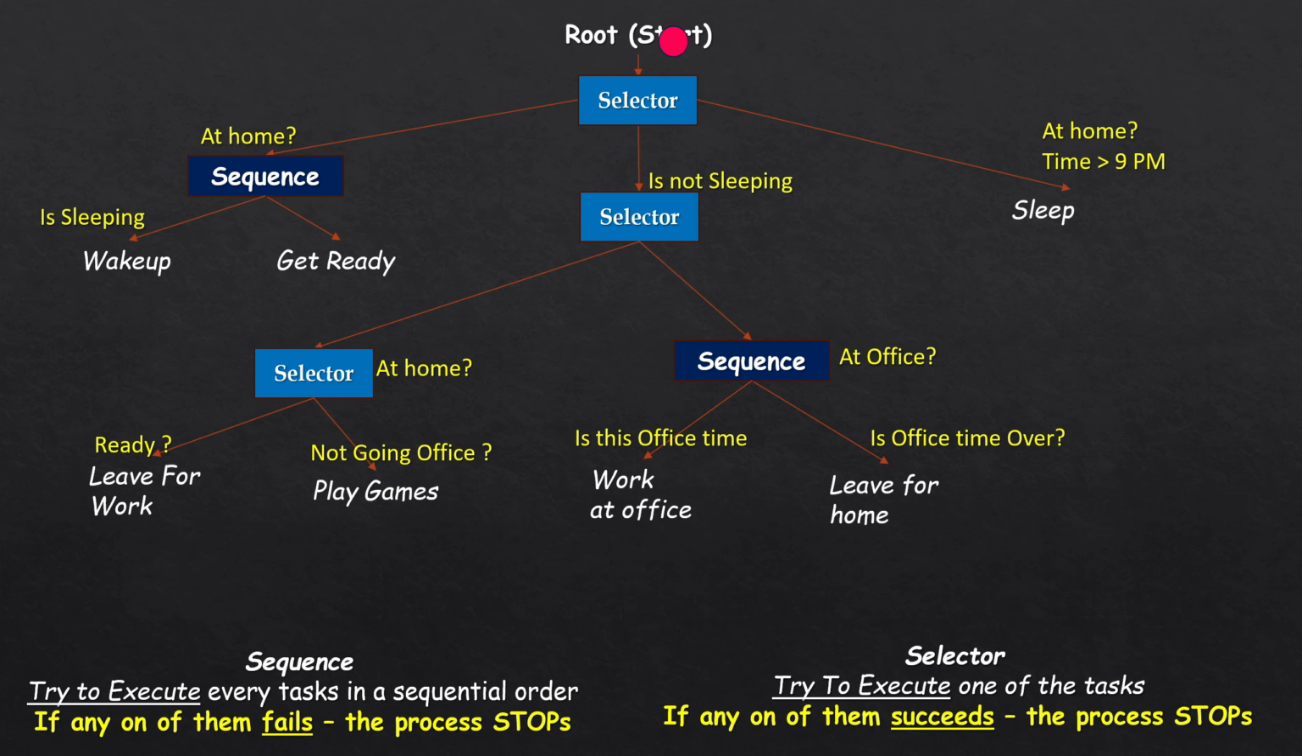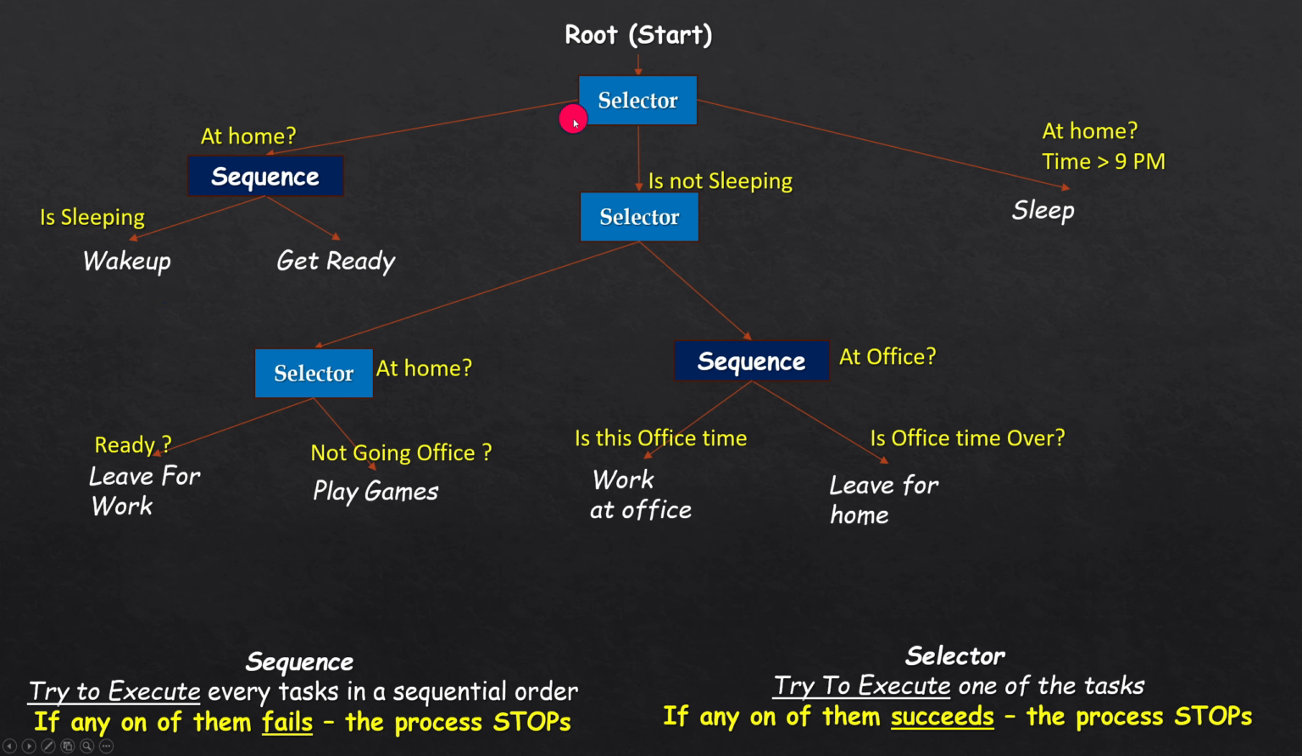Now behavior tree runs continuously. So if you come back to root by doing everything, then you will again start. So that means root will again call selector. Selector will go to sequence. It will say it is still at home. But now are you sleeping? No, you are ready. This will give a signal to sequence that one of the tasks failed, that is the wake up.